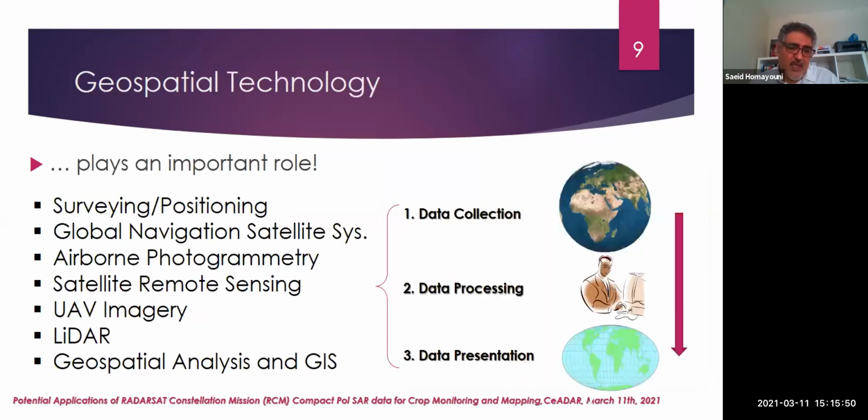So as I mentioned, our role as a geoscientist and geomatician is to provide the best data, and we can provide this data by surveying, by GPS, global navigation systems, airborne photogrammetry, satellite remote sensing, UAV imagery, LiDAR, and of course geospatial analysis and GIS. So we use all these technologies for data collection, for data processing, and for data presentation. So all falls in our field of expertise.